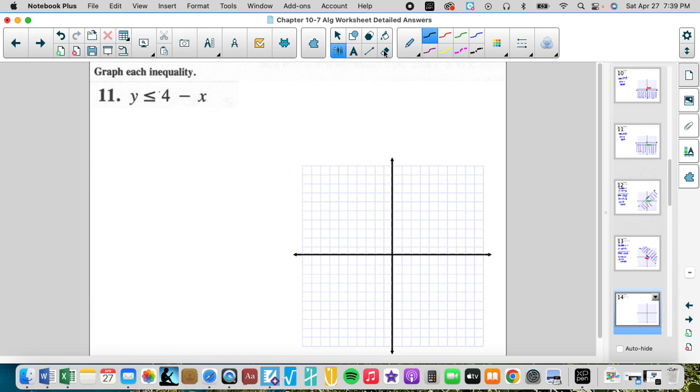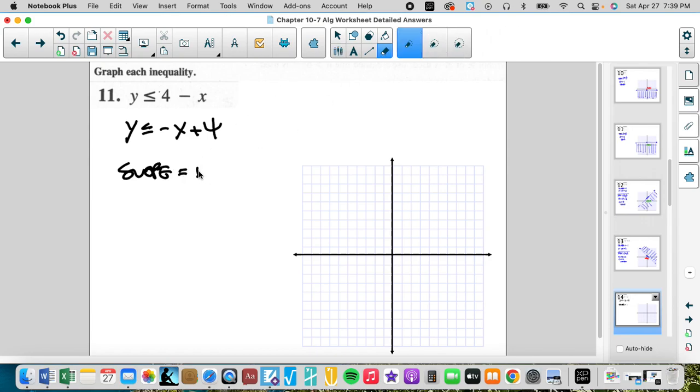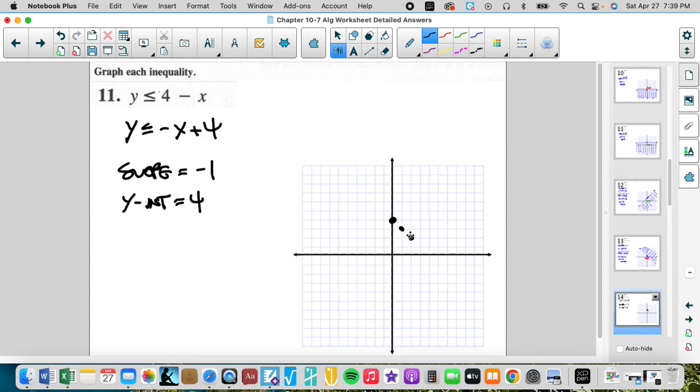So this is not necessarily in slope-intercept form. We need our x first and then our constant, which tells me my slope is -1. My y-intercept is going to be 4. I'm going to close circle on 4. My slope is down 1, right 1, down 1, right 1. And we make a solid line along that.